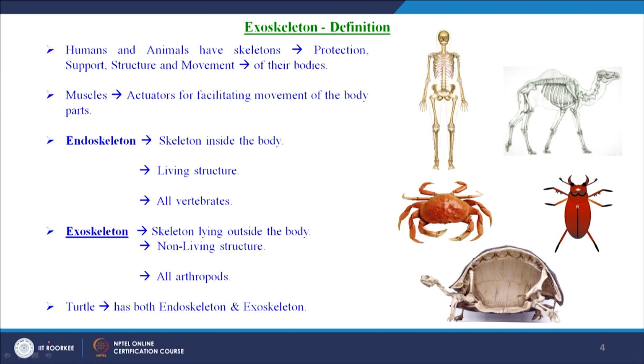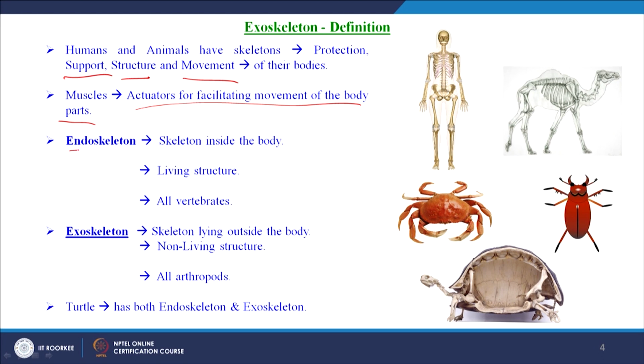Coming to the exoskeleton definition, what is an exoskeleton? Humans and animals have skeletons for the purpose of protection, support, structuring and movement of their body parts. Here the muscles in their bodies act as actuators for facilitating movement of their body parts. The muscles are connected to the skeletons through tendons, and thereby the movement of the skeletons happens.